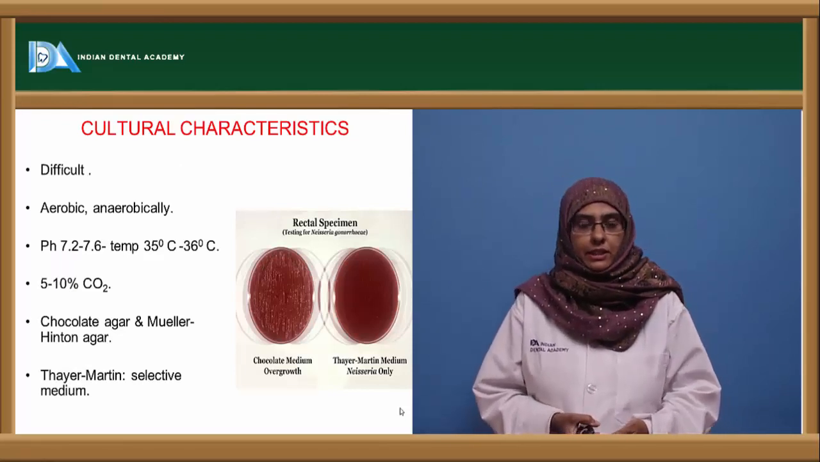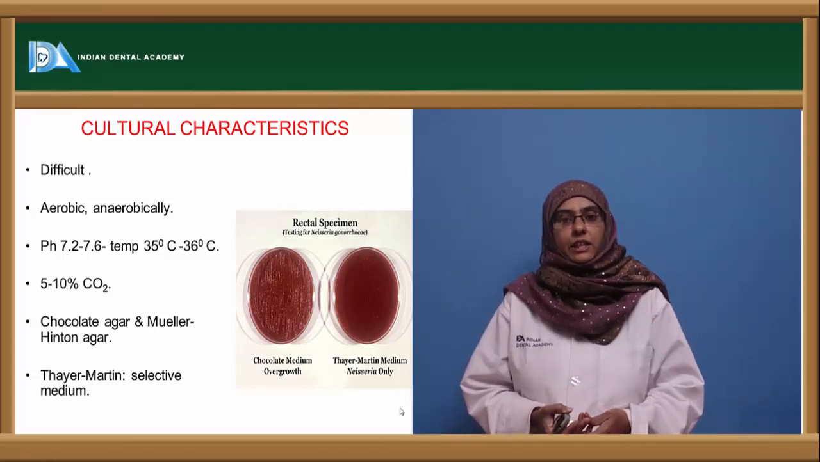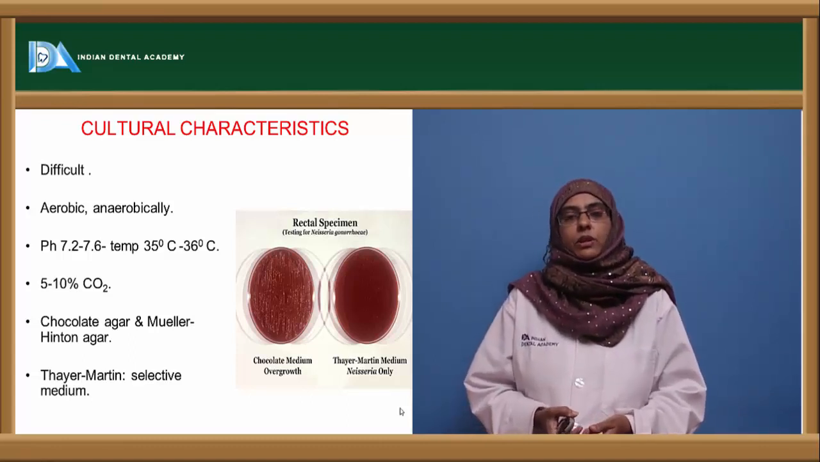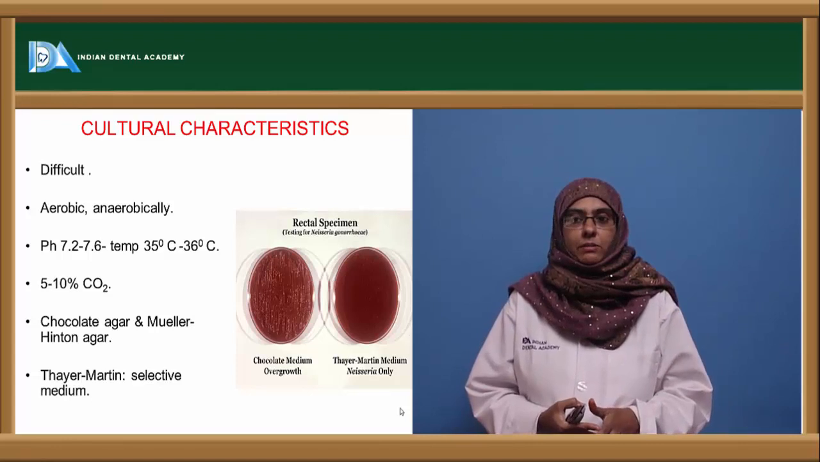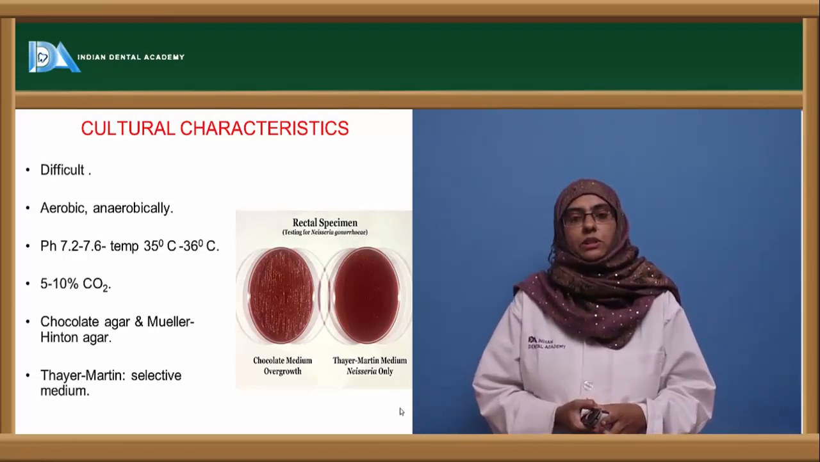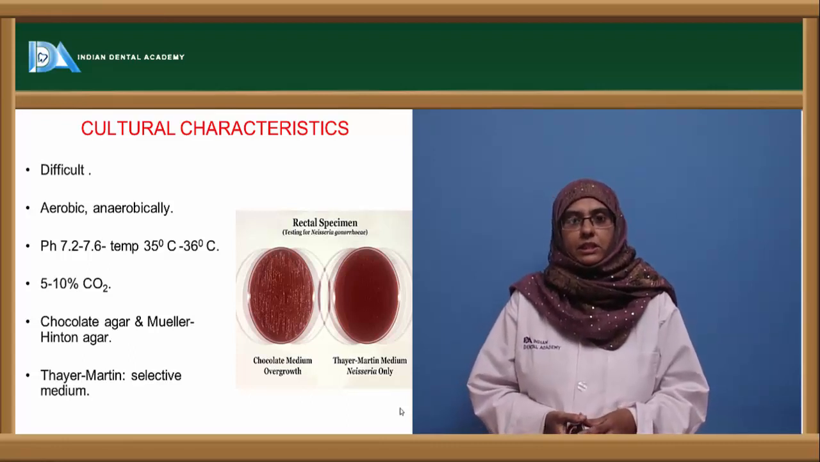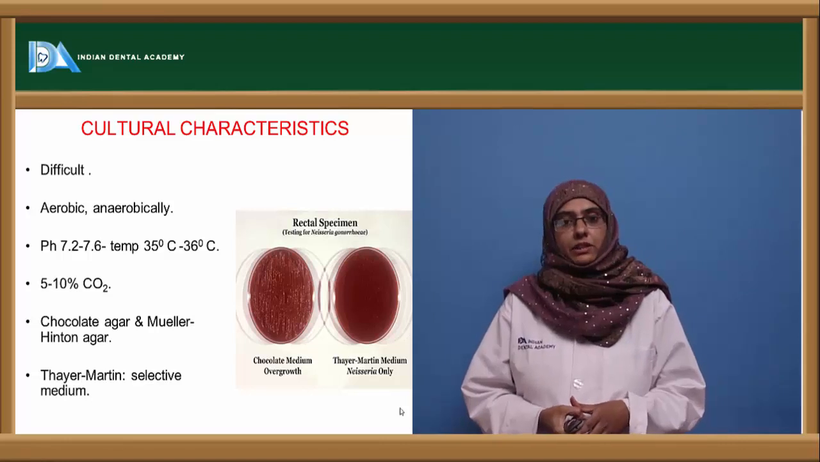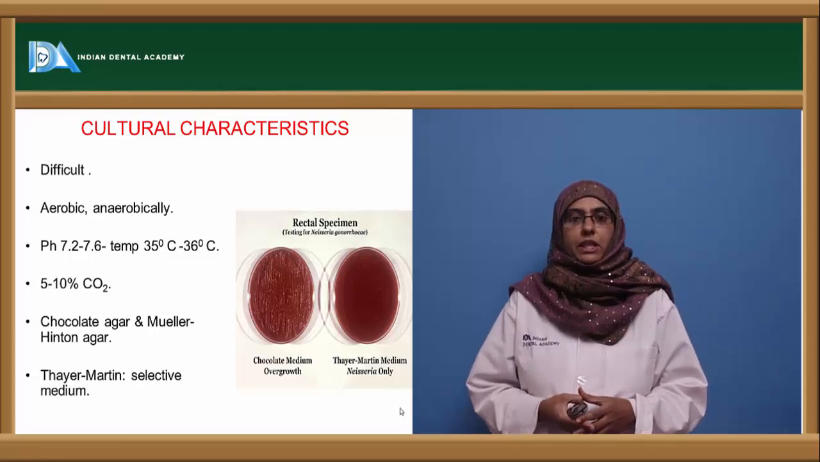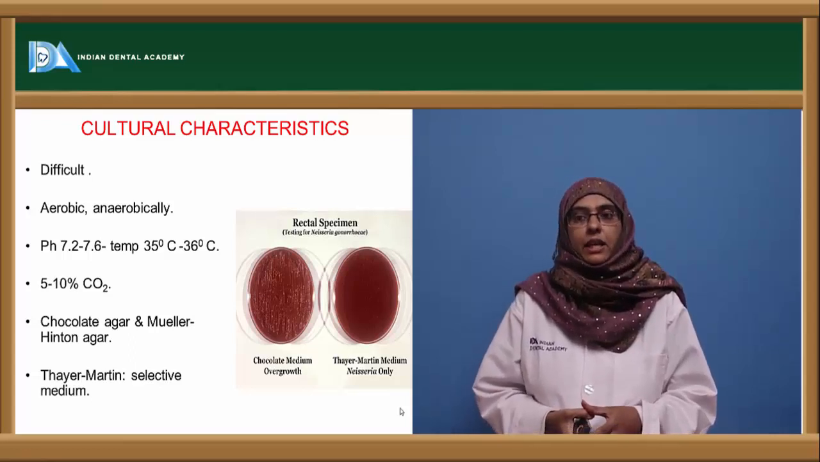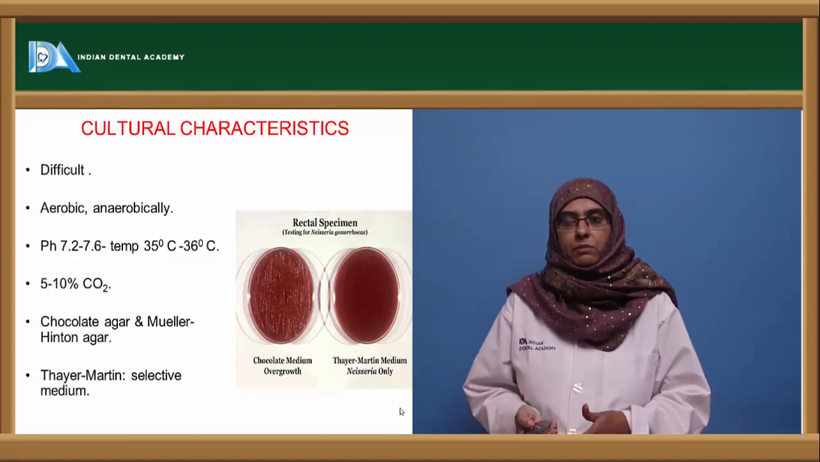Coming to the cultural characteristics, these organisms are very difficult to grow on media when compared to Neisseria meningitidis. They are strictly aerobic but can sometimes grow in anaerobic conditions, whereas Neisseria meningitidis is a strict aerobe. The pH at which these organisms grow is around 7.2 to 7.6, and the temperature is 35 to 36 degrees centigrade. The growth can be enhanced by addition of 5 to 10% carbon dioxide. The media used for the growth of this organism are enriched media, consisting of chocolate agar and Mueller-Hinton agar. And the selective medium for the growth of this organism is Thayer-Martin medium.